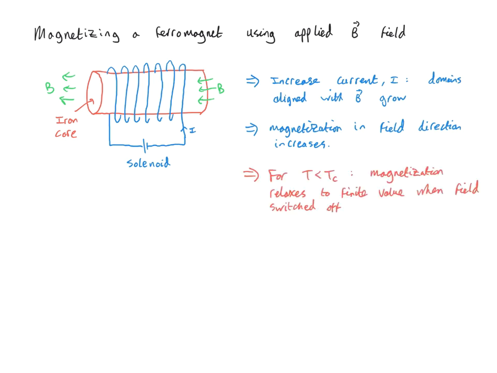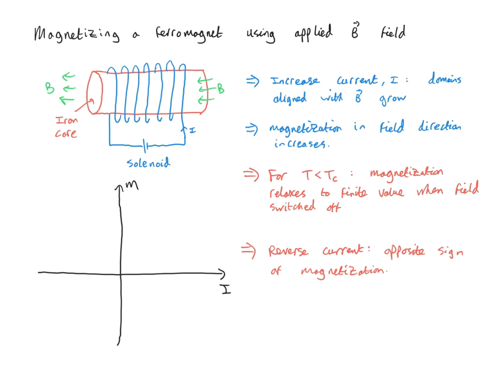Indeed, if we reverse the direction of the current, we reverse the direction of the magnetic field, and therefore the magnetization will be reduced, and it is possible to bring the magnetization down to zero using a current that's pointing in the opposite direction. Indeed, if we continue to increase the negative current, we will be able to reverse the direction of the magnetization. If we then switch off the magnetic field, it will relax to a finite value, but negative of what it was before. So altogether, this gives us a hysteresis loop.